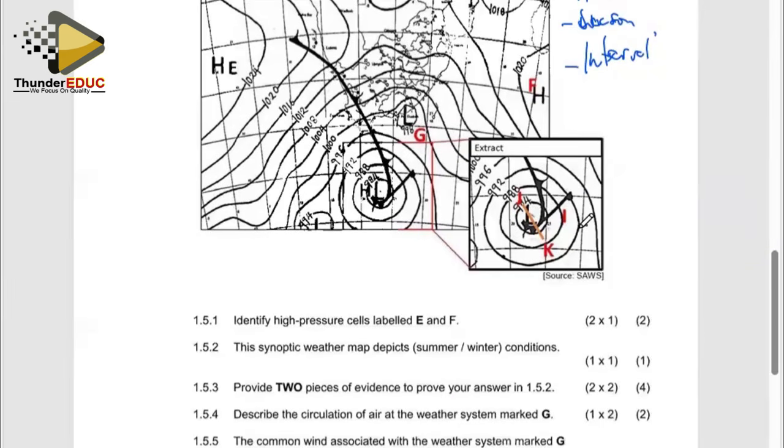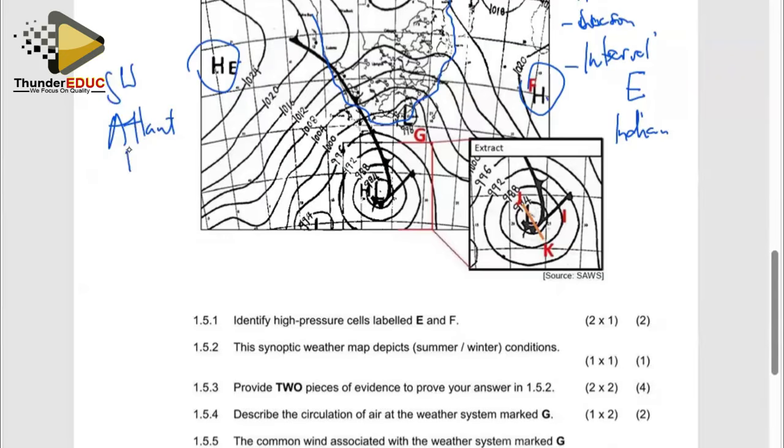Identify the high pressure cells labeled E and F. Right, we see our E is here and our F is here. There's a high pressure cell here and a high pressure cell here. This is the Southern African subcontinent, like what you can see there. So it means this is our west and this is our east. So automatically on the east, we have the Indian Ocean, and on the west is the Atlantic. So our anticyclones, automatically this becomes the South Atlantic high pressure cell, and this becomes the South Indian high pressure cell. Those are our two anticyclones.